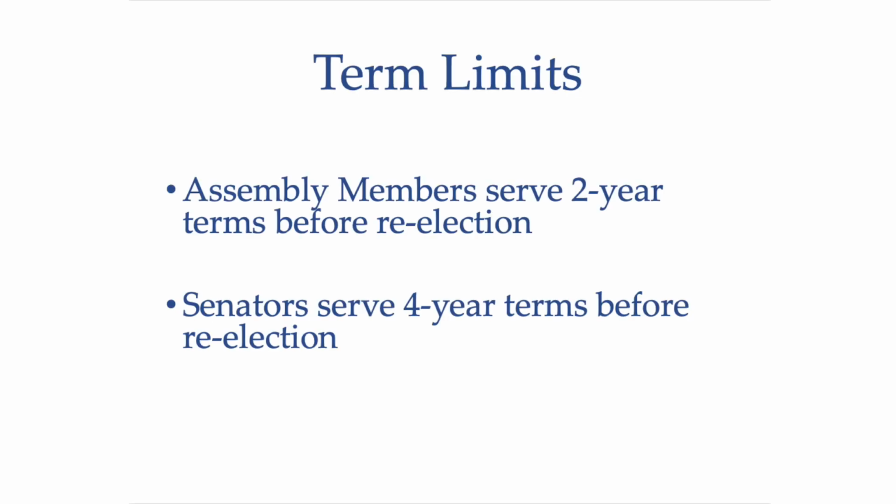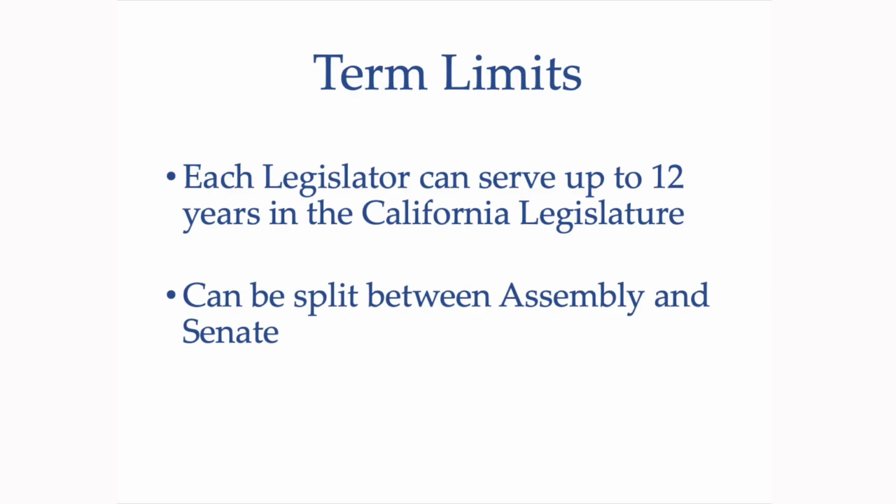These members serve for terms. Now, a term for an assembly member is 2 years. A term for a state senator is 4 years. But the total number of years you can serve in either one or both of these offices combined is a total of 12 years. So they can serve in one house or the other, or a combination of the two, but they can't serve any longer than 12 years total between both houses.